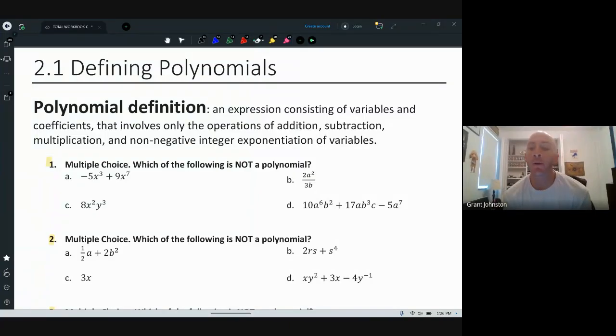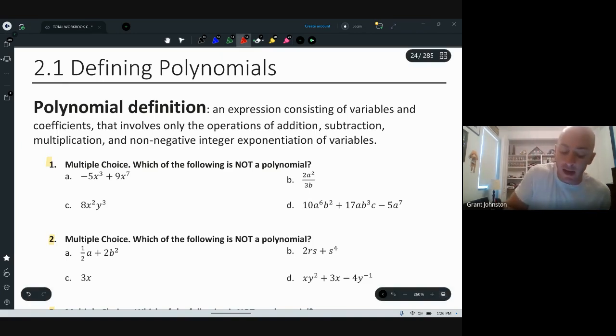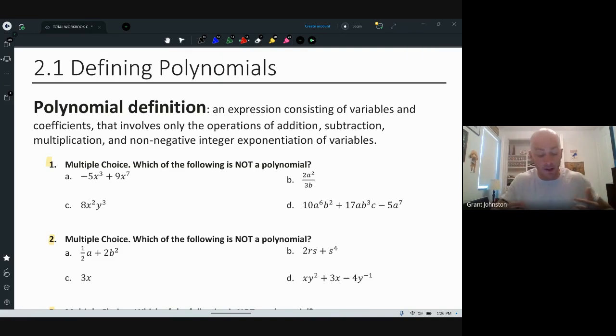2.1 defining polynomials. So this entire unit has to do with polynomials, consisting of variables and coefficients that involves only the operations of addition, subtraction, multiplication, and non-negative integer exponentiation of variables. Okay, so that's a big mouthful. To kind of summarize this, I'm just going to add a couple things below.